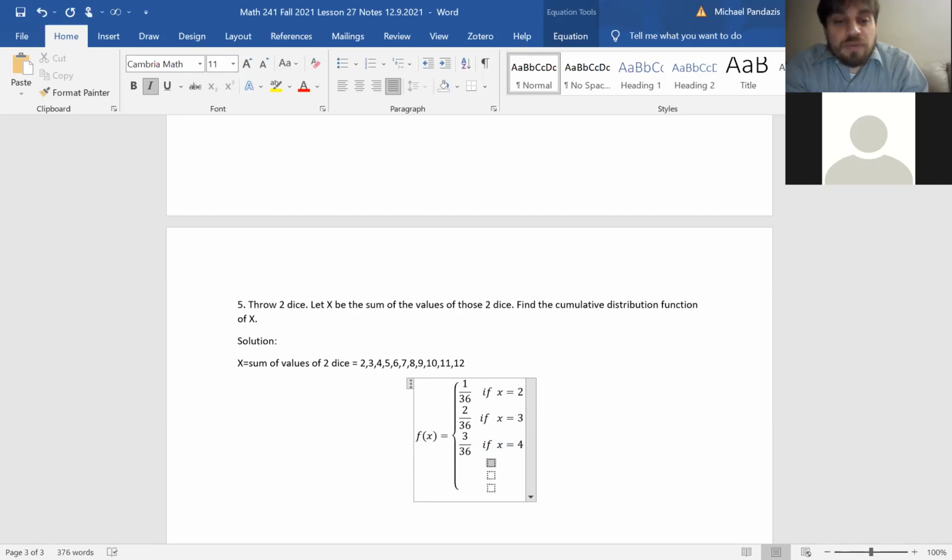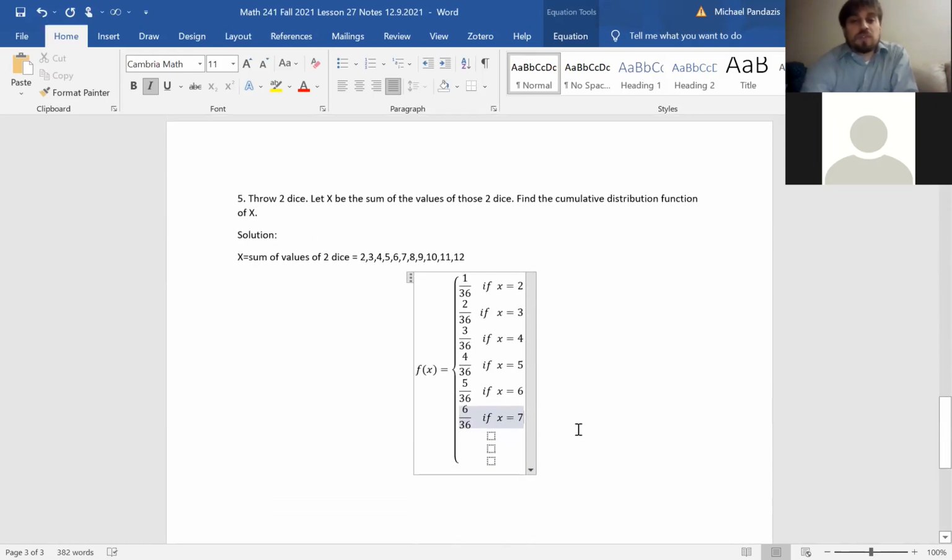Now the probability if x is 5 is 4 over 36, so you can see the pattern. For the sum to be 5, you have 1 plus 4, 2 plus 3, 3 plus 2, 4 plus 1. There's 4 ways. And then the probability is 5 over 36 if x equals 6. You can have 1 plus 5, 2 plus 4, 3 plus 3, 4 plus 2, 5 plus 1. So there are 5 ways. And now there's a 6 over 36 chance if x is 7, because you have 1 plus 6, 2 plus 5, 3 plus 4, 4 plus 3, 5 plus 2, 6 plus 1. There's 6 ways.